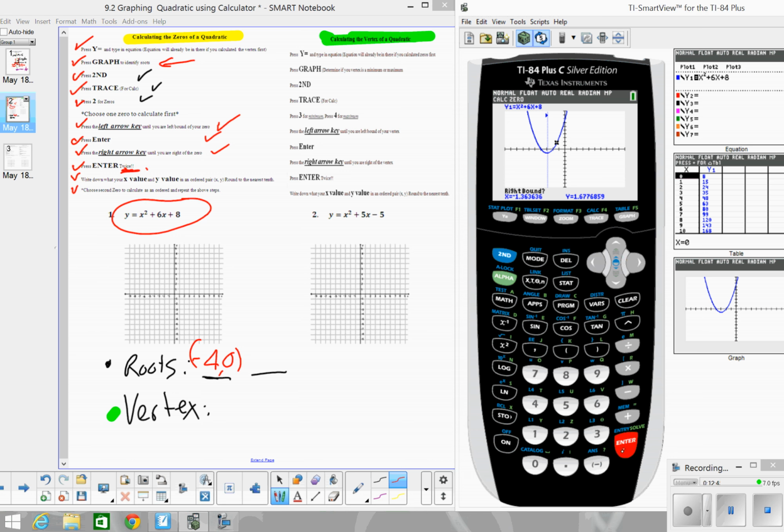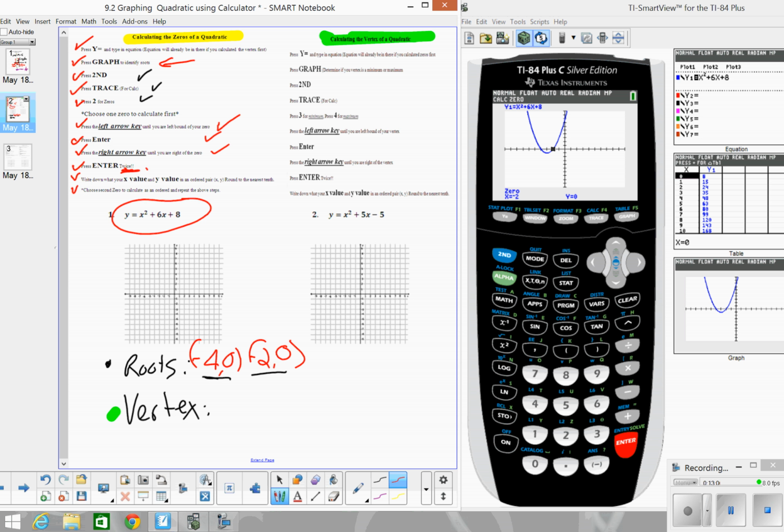So I hit enter 1, 2. It's going to give me the ordered pair of what? -2, comma 0. -2, comma 0. Okay. Awesome. So now I have my 2 roots. Okay. So I could go ahead and plot those 2 points.